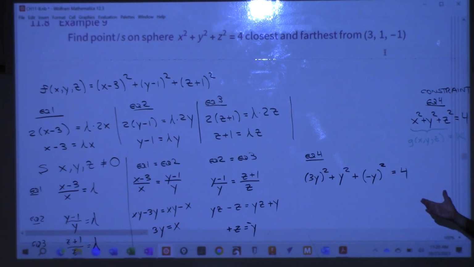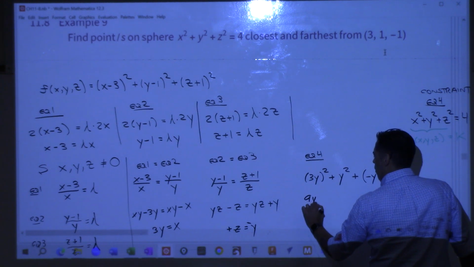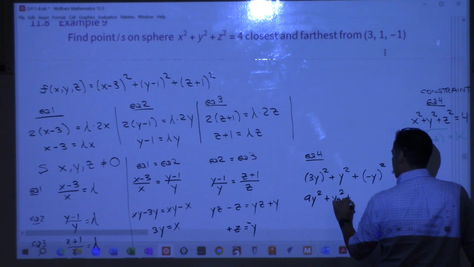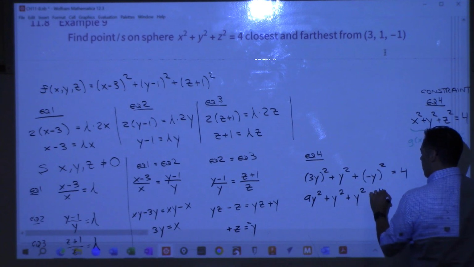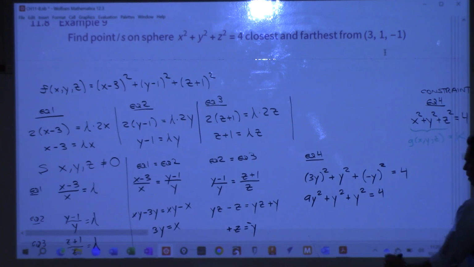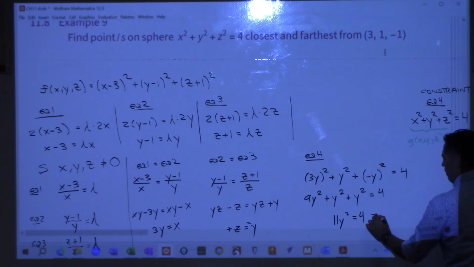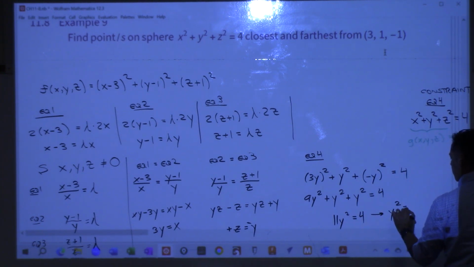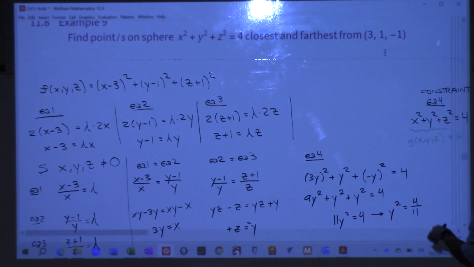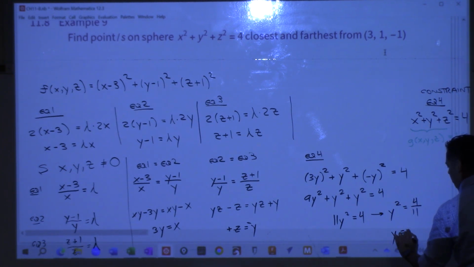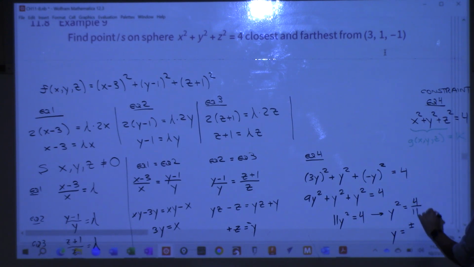Look at that. I have a single equation, one variable. Squaring things, 9y squared plus y squared plus another y squared must equal 4. 11y squared equals 4. Solve for y, divide by 11, y squared equals 4 over 11. And now square root, you're going to get 2 possible answers, plus or minus. Let me do the root of top and bottom separately, 2 over root 11. You could rationalize, but I'm just going to leave it just like this.